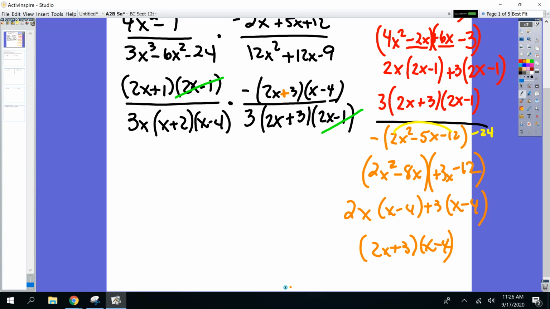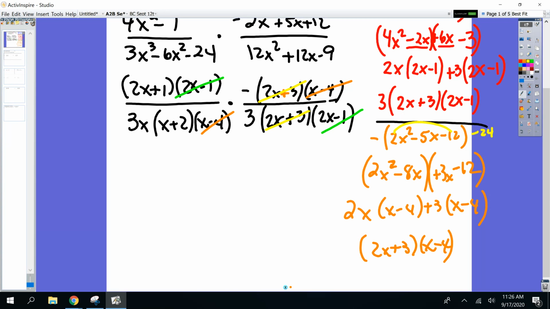Okay, now you can cross off the x minus 4. Yes, you can. Keep going. Can you do the 2x plus 3? Why not? Are they the exact same? Yeah, it's just the negative in front. That's on the outside. That's just a 1. That doesn't affect this. All right, and that looks like it's about it, right?